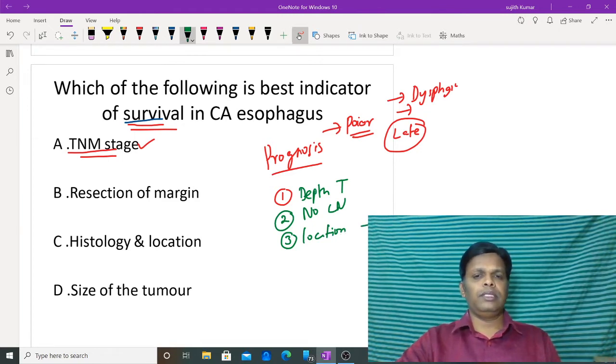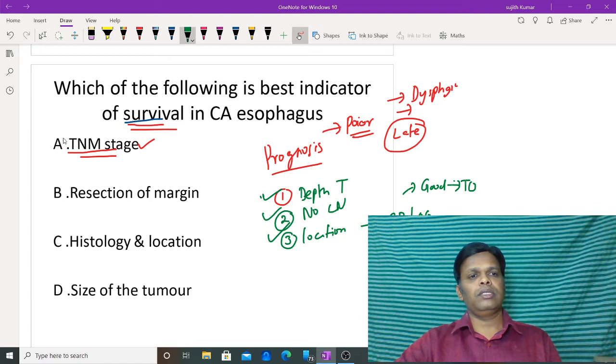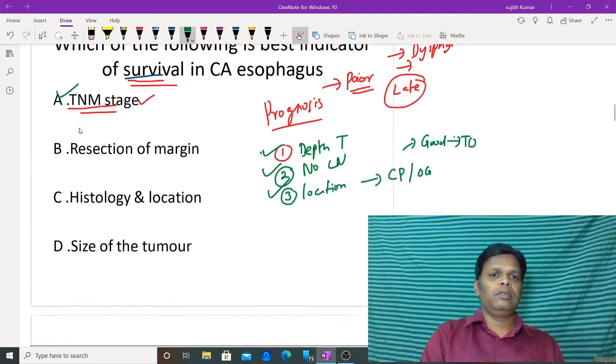The tumors that are present near the cricopharynx, as well as tumors that are present near the OG junction, have got a good prognosis when comparing with thoracic tumors that are presenting in the thoracic esophagus. In other words, the tumors that are present in the upper one third and lower one third have got a good prognosis when comparing with the middle one third. Okay, so these are the three factors by which you can assess the survival rate. Okay, so the answer for this question is TNM staging. Okay, go to the next question.